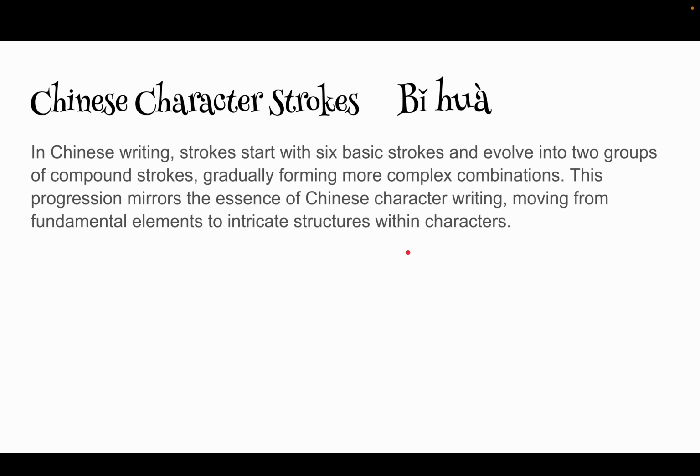In Chinese writing, strokes start with 6 basic strokes and evolve into 2 groups of compound strokes, gradually forming more complex combinations. This progression mirrors the essence of Chinese character writing, moving from fundamental elements to intricate structures within strokes.